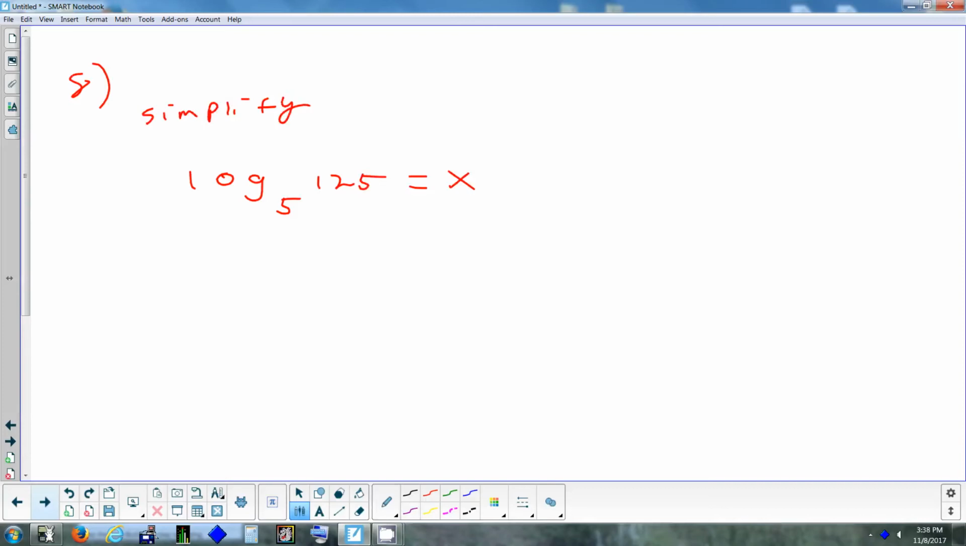Tessa, what would I get if I change that to exponential? You would have 5 as the base. Yep. And then the x as the top part, as your exponent. And then 125. Now this one I had to pick numbers that would work out nicely. So what power would you raise 5 to get 125? 3. Yep. So you get 3.